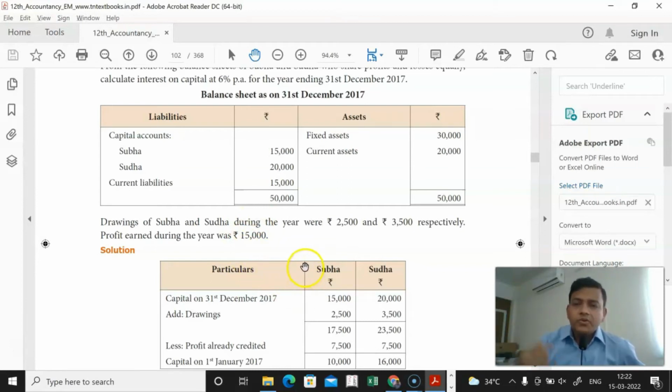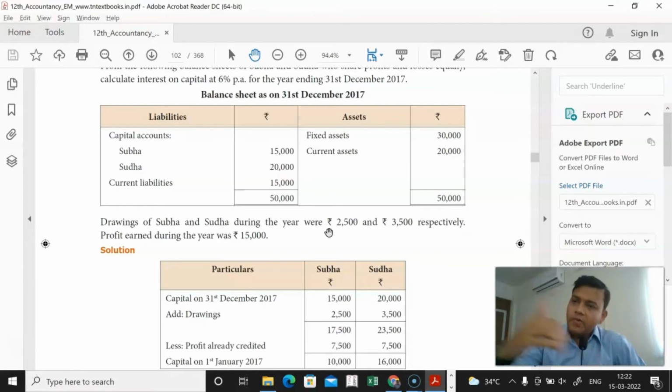So what do we have to do? Drawings of Subha and Sudha during the year were 2,500 and 3,500. The drawings would have been removed from the capital, so now we will do the reverse working. We have to add back drawings of 2,500 and 3,500. Same way, profit during the year of 15,000 would have been credited, so now we will reduce that because we need to find the opening capital. It's a reverse working, so we are going from closing to opening.